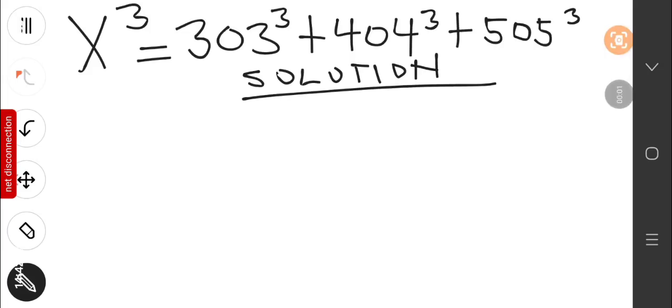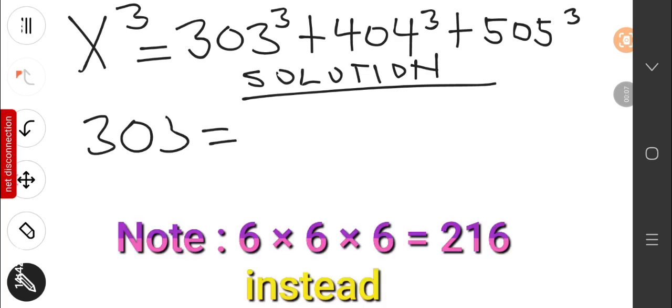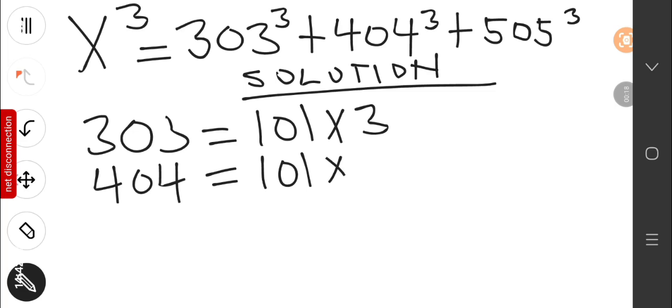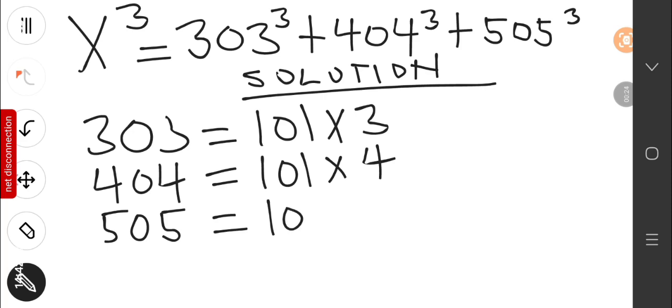This is a sum of cubes problem. Okay, all right. Now 303 is the same as 101 times 3. 404 is the same as 101 times 4. 505 is the same as 101 times 5.